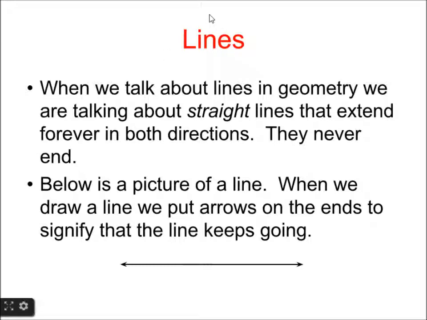Lines. What are lines? When we talk about lines in geometry, we are talking about straight lines that extend forever in both directions. They never end. This is very important to know, because a line which ends is a line segment. Below is a picture of a line. When we draw a line, we put arrows on both ends to signify that the line keeps going.